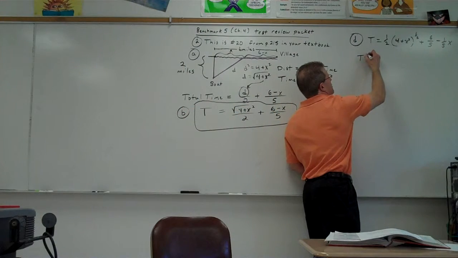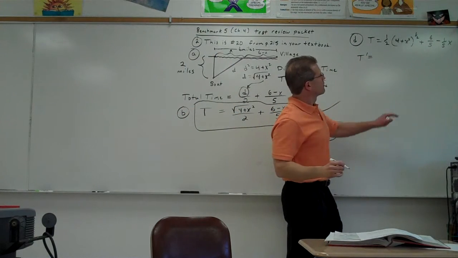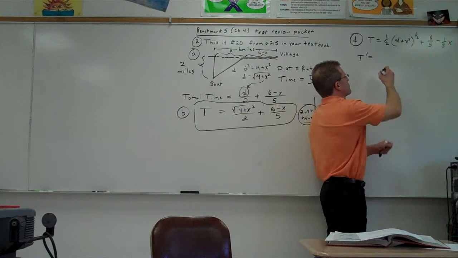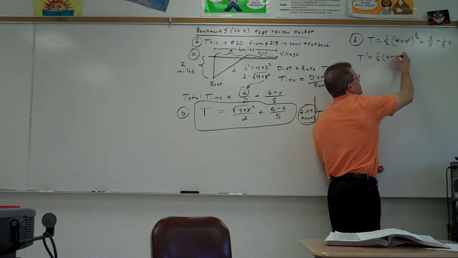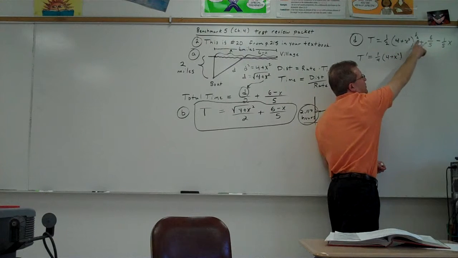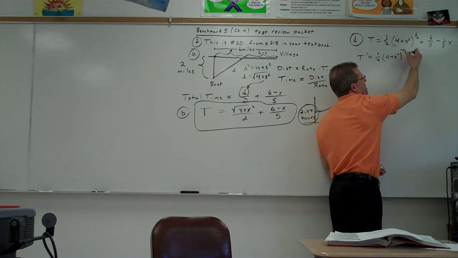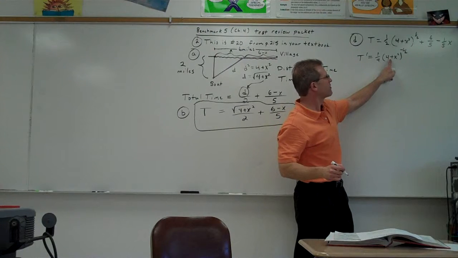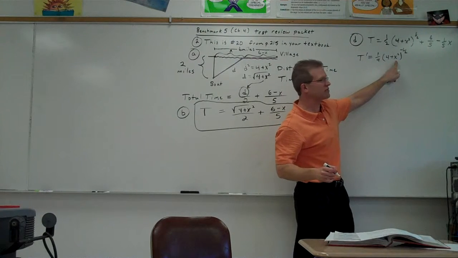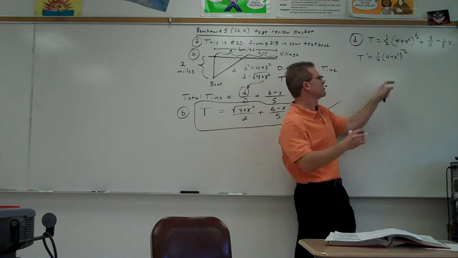Find the derivative, we'll call it t prime. So I'll take a half times a half, which is a fourth. Copy down your inside function of 4 plus x squared. Subtract 1 off your exponent, so that would make that negative half. Now you have to use the chain rule here. I have to multiply by the derivative of 4 plus x squared, which would be what? 2x, correct.